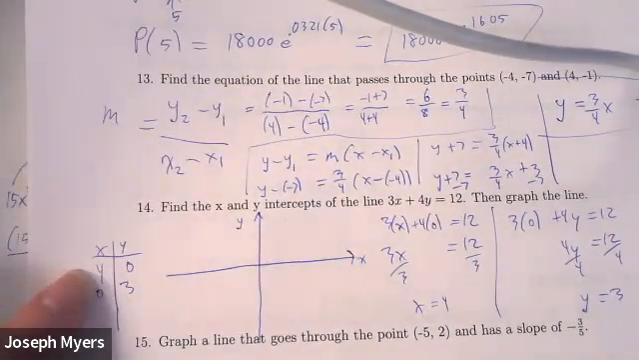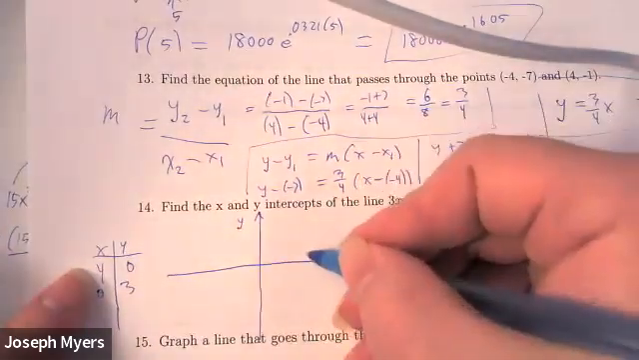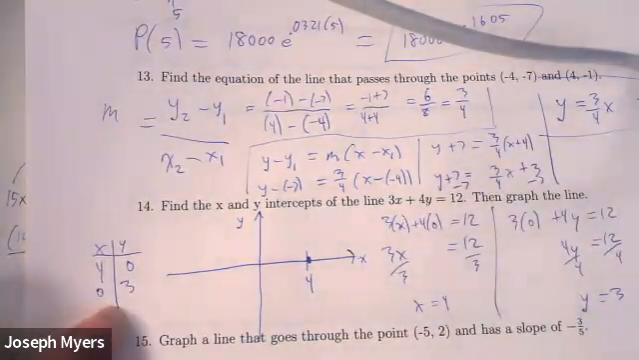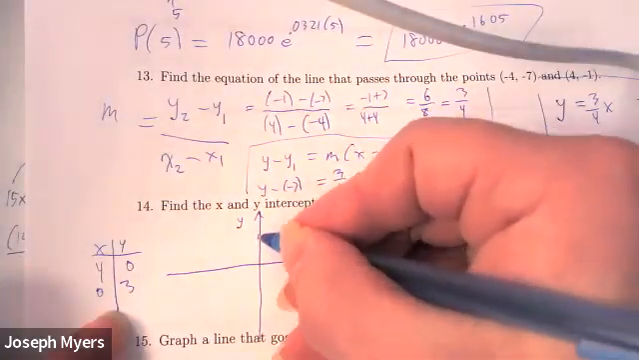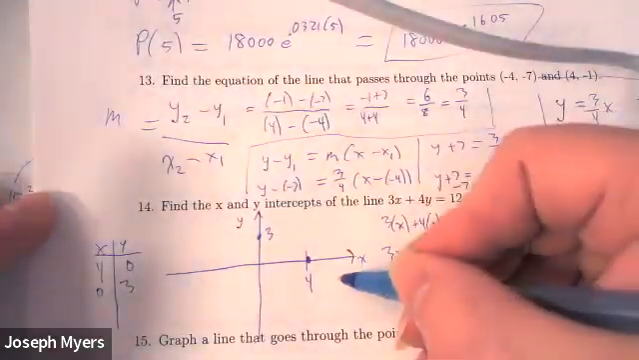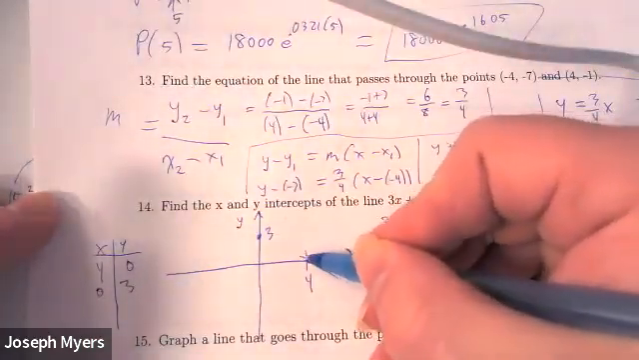So what is the x-intercept? 4. So just plot 4 on the x-axis. What's the y-intercept? 3. So plot 3 on the y-axis, and then draw the line. So draw the line. Try to make it straight.